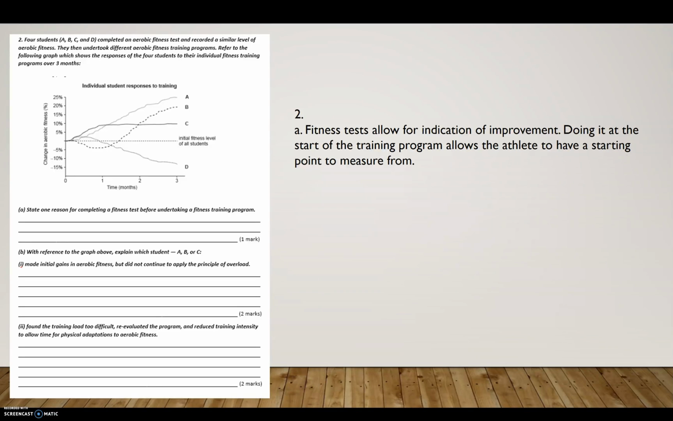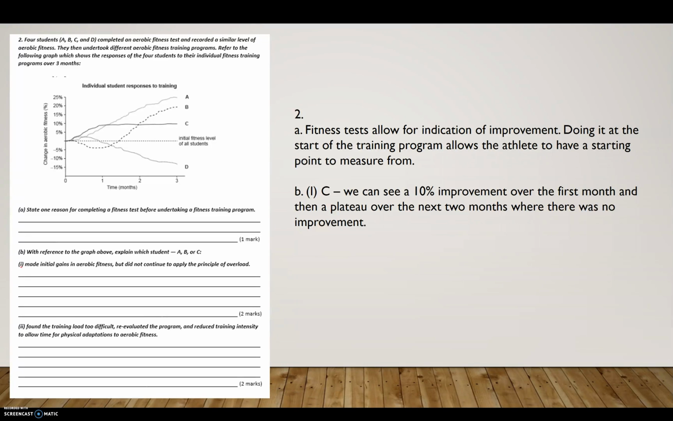So with reference to the graph above, explain which student, A, B or C, made initial gains in aerobic fitness but did not continue to apply the principle of overload. Athlete C was clear. We can see a 10% improvement over the first month and then a plateau over the next 2 months where there was no improvement.